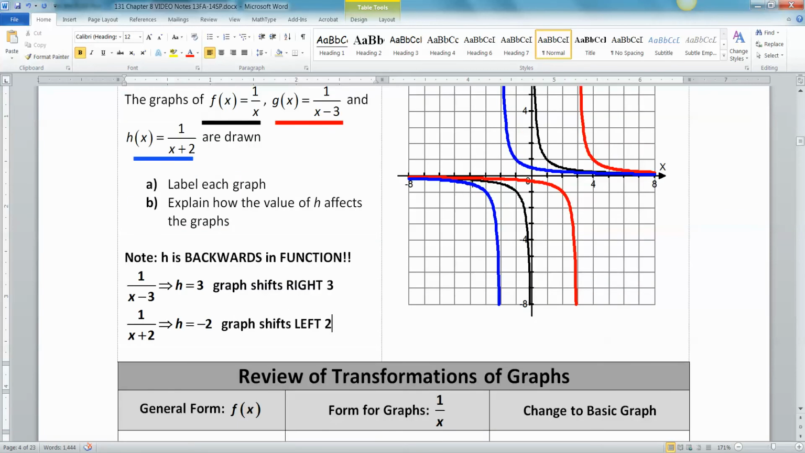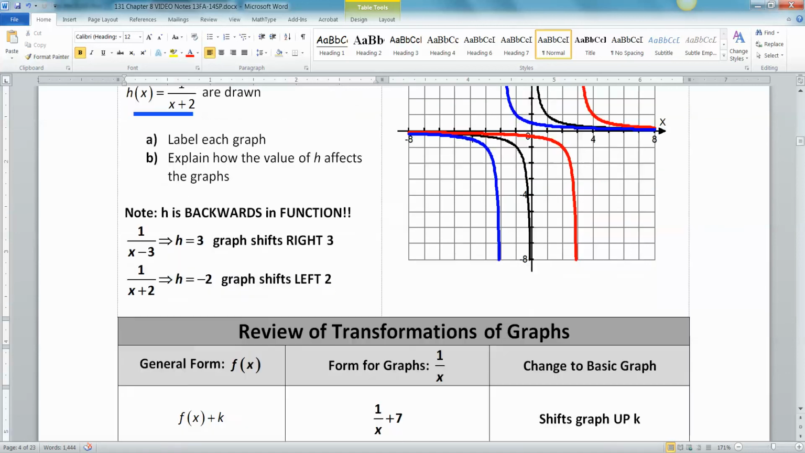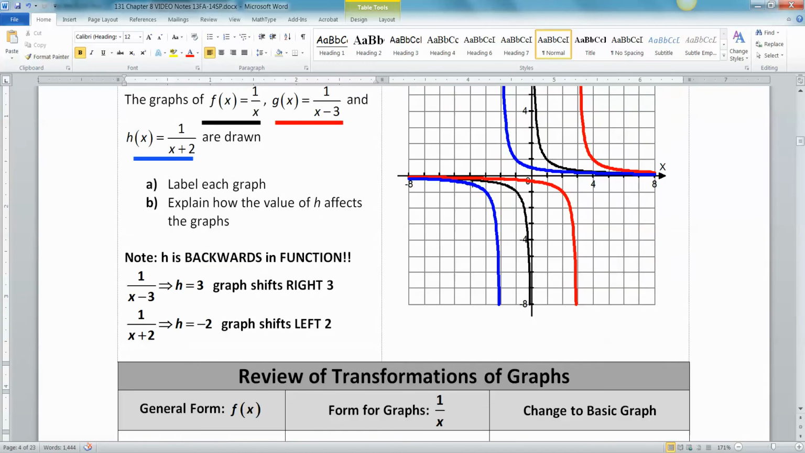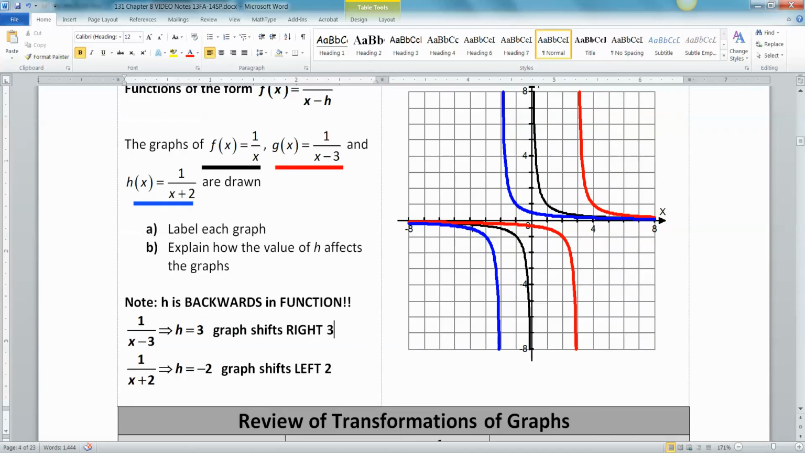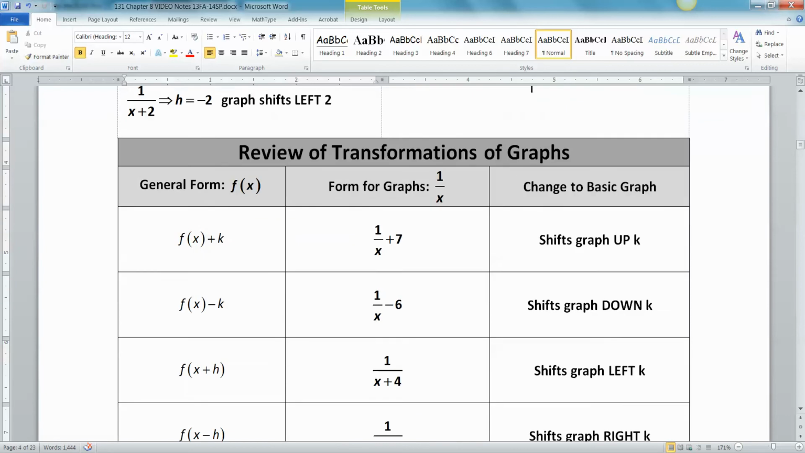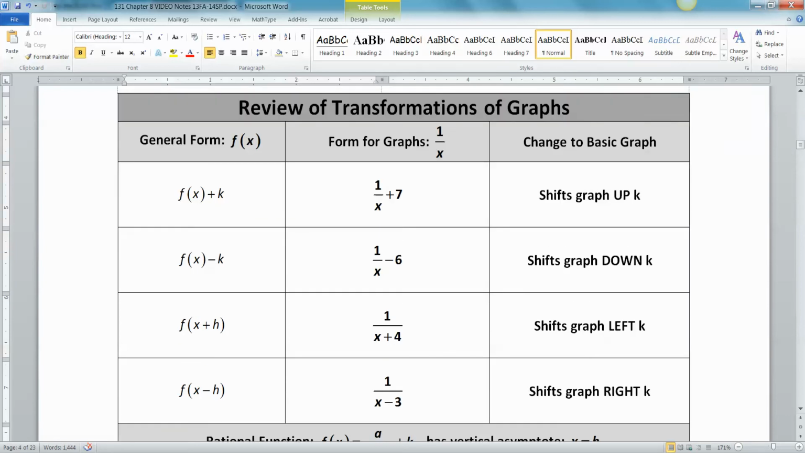Okay. So be very, very careful with h. It's the same problem we were having with h back in chapter 6 with parabolas. That's why the blue one's left 2 and the red one's right 3. All right, so let's review some transformations, and this should sound very familiar to everybody because we did this exact same stuff with parabolas in chapter 6.